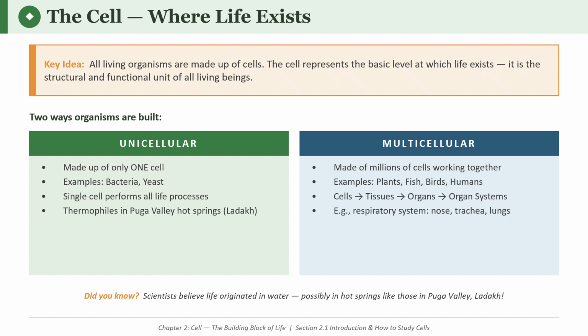Multicellular organisms consist of many cells working together in a coordinated way, for example plants, fish, birds, humans. So you can see here a level of organization: cells, tissues, organs, organ systems. I will teach you what those are in the next slide. Examples are like the respiratory system: nose, trachea, lungs.